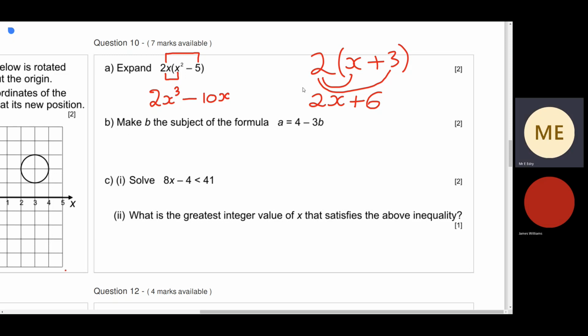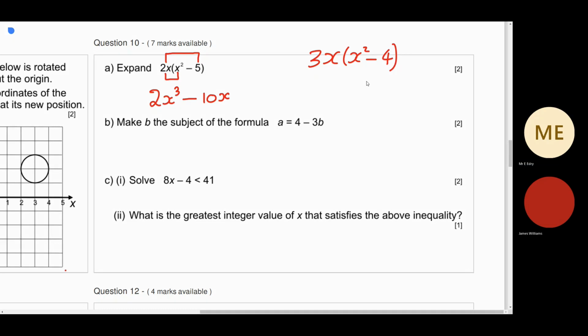Right. So if I give you another one, James, if you have some paper, you can have a go at this one. So 3x times x squared take away 4. So if you have a go at that one on paper, and then we'll move on to B, which is changing the subject. So what we're going to have here is 3x cubed take away 12x. Okay?